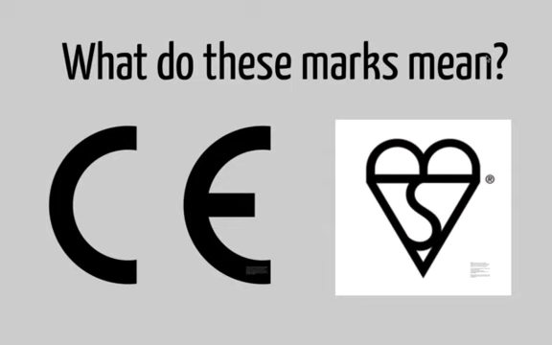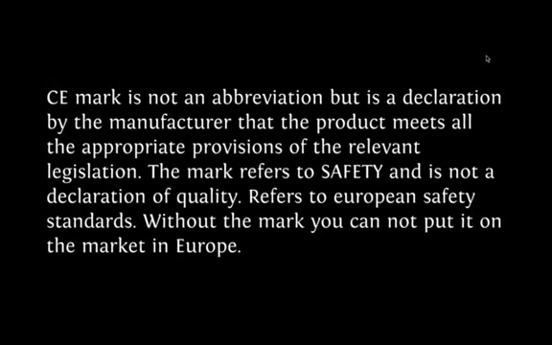Now, when you look at these two marks, you've got the CE mark on the left and you've got the BSI mark on the right. The CE mark is not an abbreviation, but it's a declaration by the manufacturer that the product meets all the appropriate provisions of the relevant legislation. In other words, it refers to safety and isn't a declaration of a quality product.